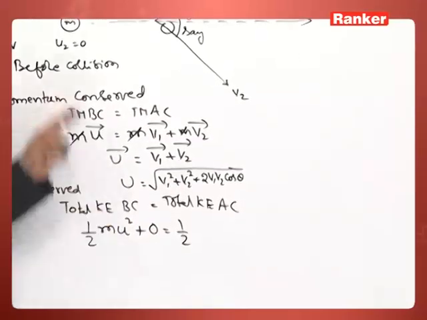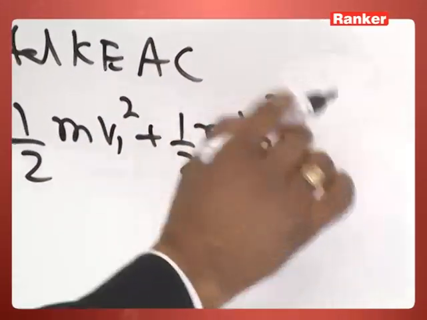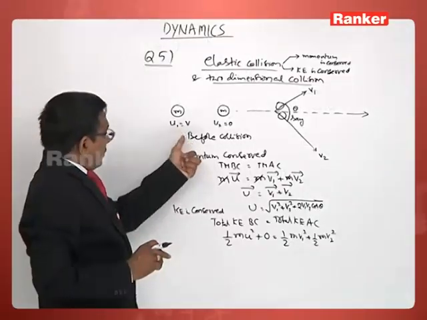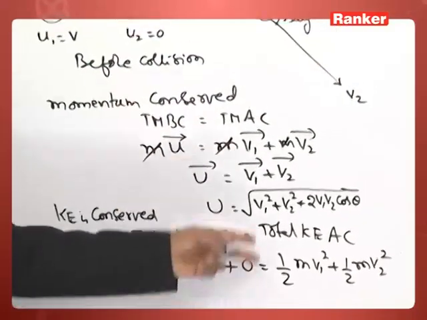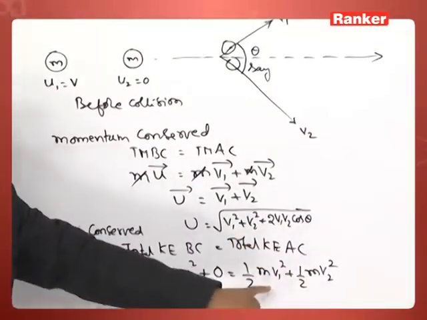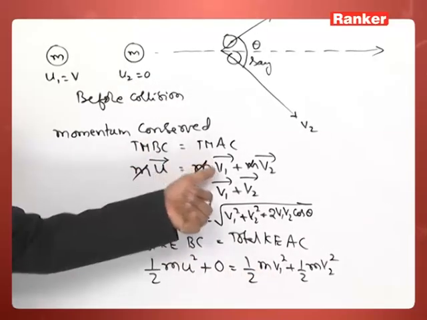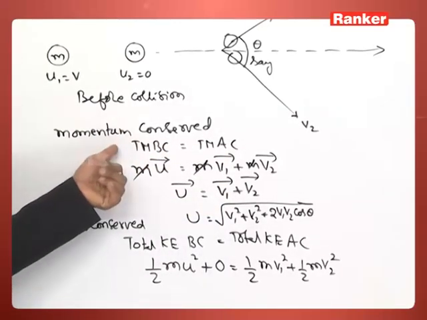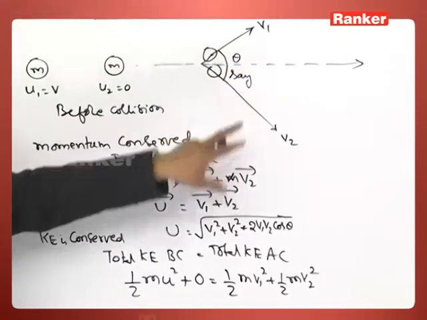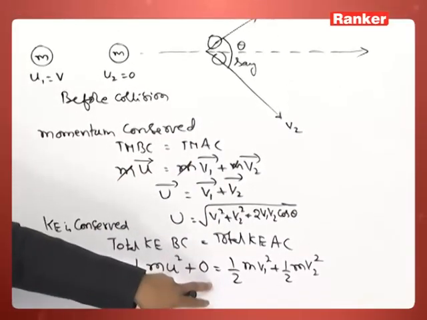After collision, as the masses are the same, half m v1 square plus half m v2 square. So total KE before collision is equal to total KE after collision. Before collision half m u square, and as the other is at rest, 0. After collision, half m v1 square plus half m v2 square. As kinetic energy is scalar, we should not use vector notation. For momentum I used vector notation because momentum is a vector and the bodies are not moving in the same direction, they are moving in different directions, so I have to add them vectorially. But here you should not use it. That point you have to remember.